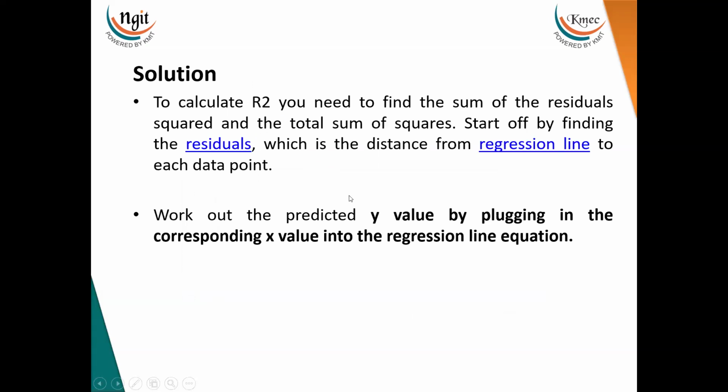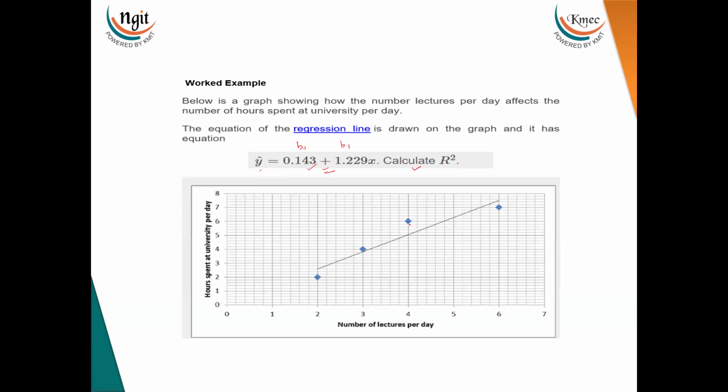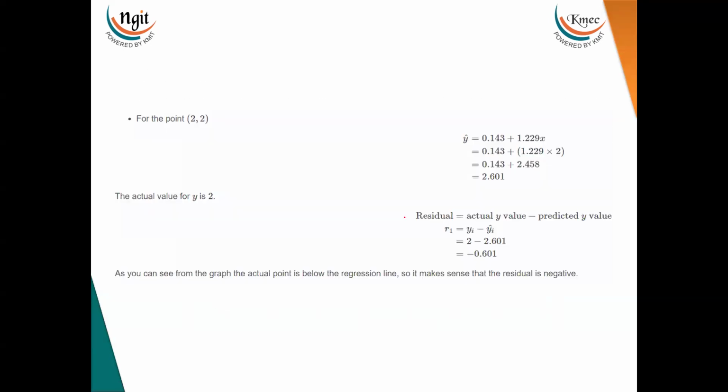To calculate R squared, we need to find the sum of the residuals squared. Remember this, the sum of the residual squares by the total sum of squares. Now we are going to start by finding the residuals, which is the distance from the regression line to each data point. If we find the distance from the data point to the regression line, then we will come to know what these residuals are, that is, the errors.